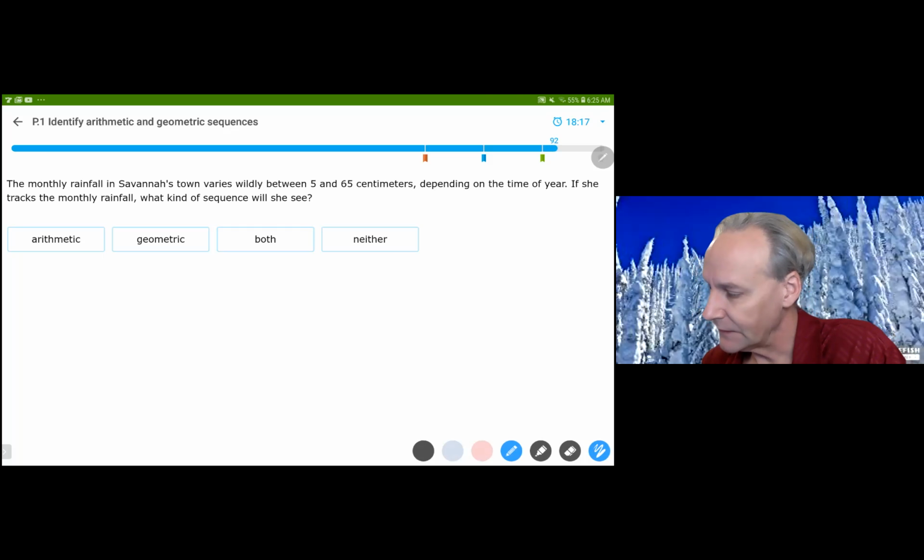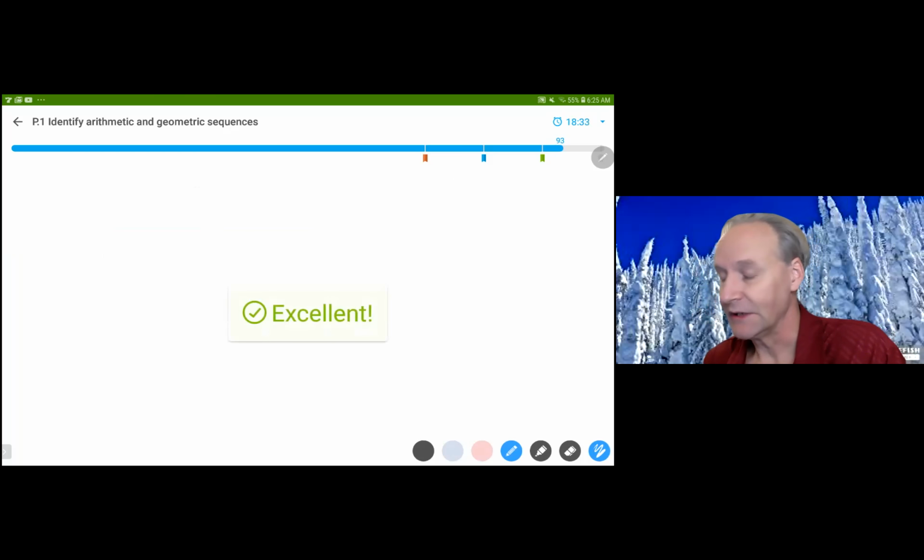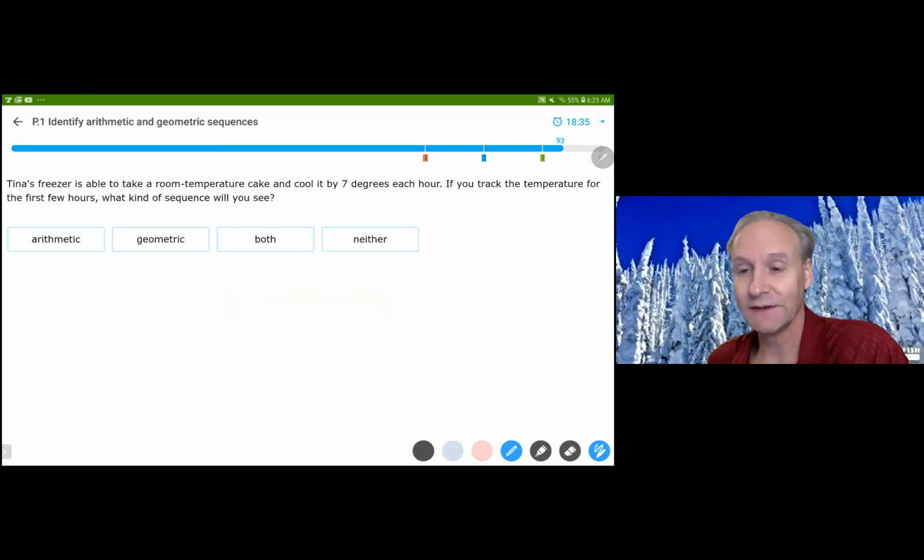The monthly rainfall in Savannah's town varies widely between 5 and 65. If she tracks the monthly rainfall, it's going to be neither again. It's because it varies. Anything that varies is not consistent. So it's neither. I mean, in a really weird world, it really could work out for a certain amount of time, but eventually it definitely would not be a sequence.